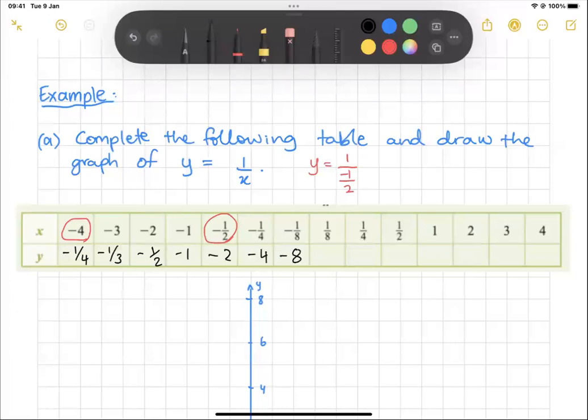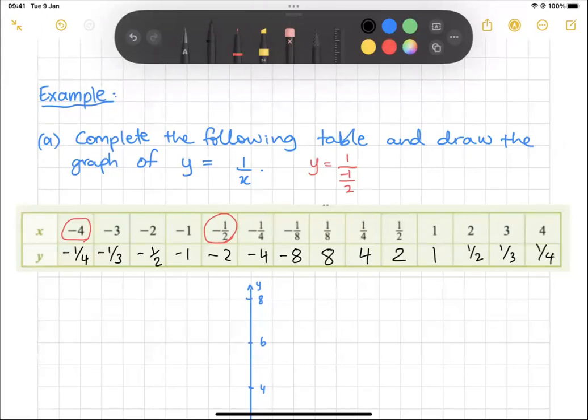This will be -8. If you put this into the calculator, this will be the exact same, just without the negative. That will be +8, +4, +2. This will be +1. This will change into, if you put it into a calculator, half. This will be 1/3. This will be 1/4.